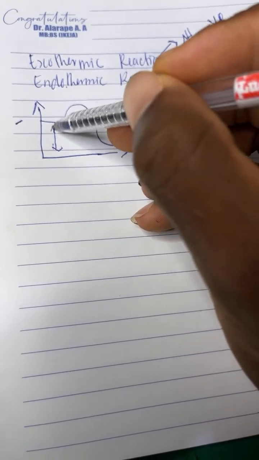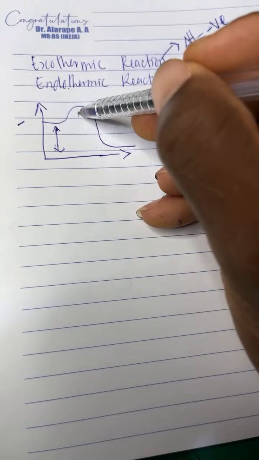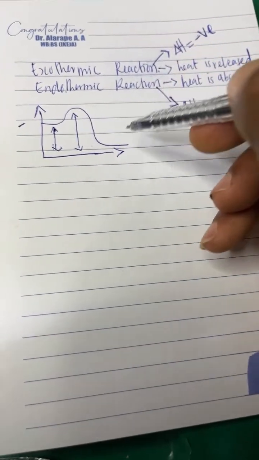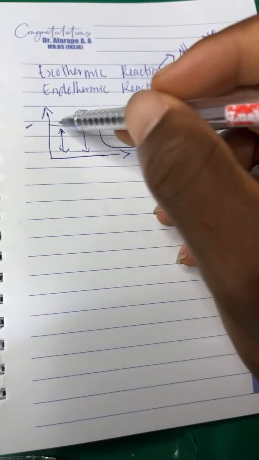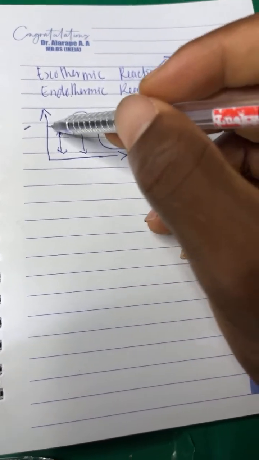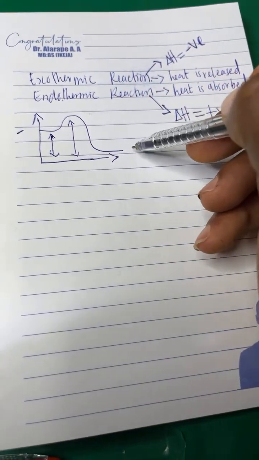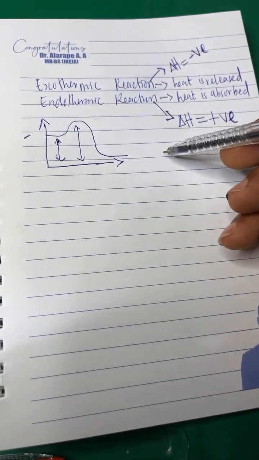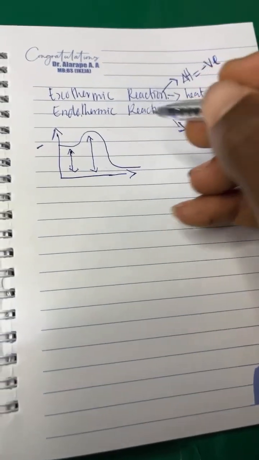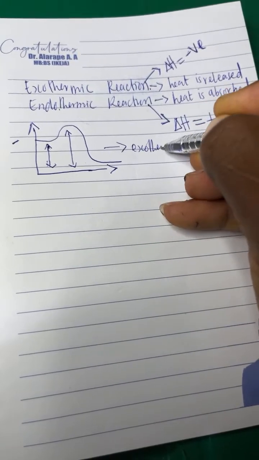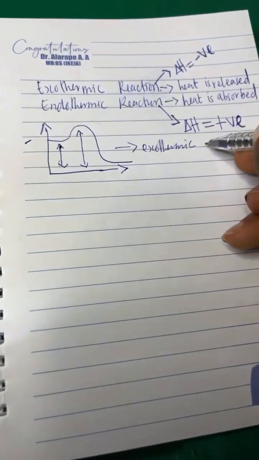For an exothermic reaction, you can see the activation energy, right? You can see it's starting from a very high energy. That's an exothermic reaction, and it releases heat into the environment, right? This is how the graph will look.